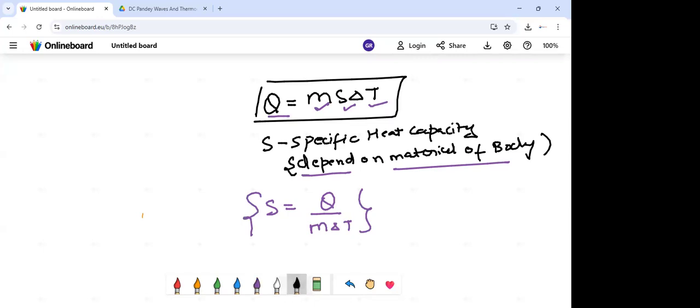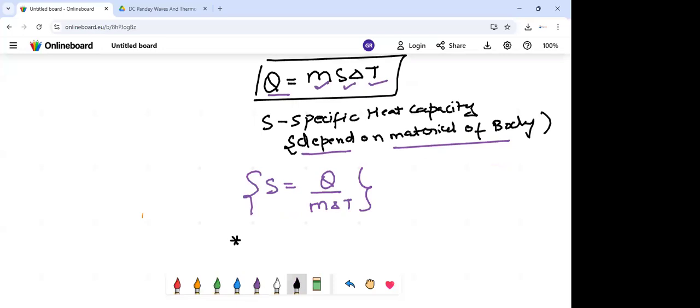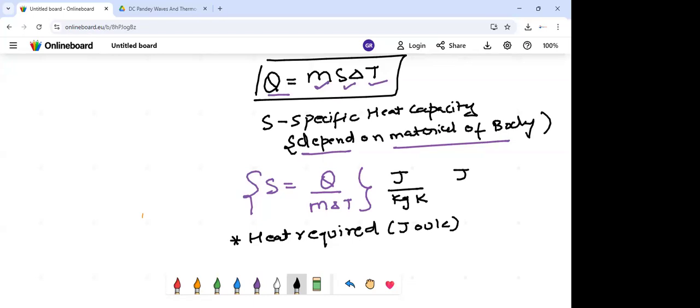Okay. So definition wise, how do we write the definition? See, it is heat required to raise per unit mass per unit delta T. So heat required will be in joule, and mass will be in kg, and temperature will be in Kelvin. So this will be your unit: joule, kg inverse, Kelvin inverse. Are we clear with this? All of you? Yes, sir.